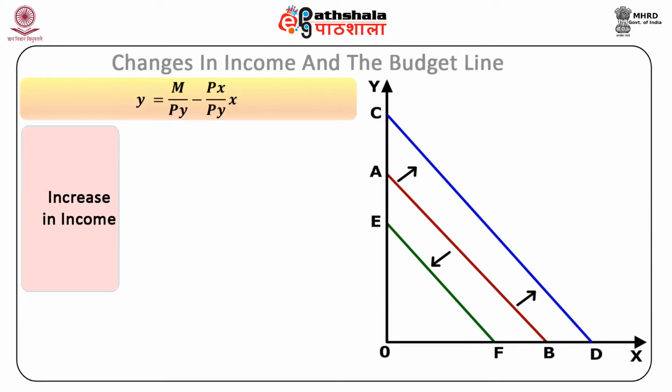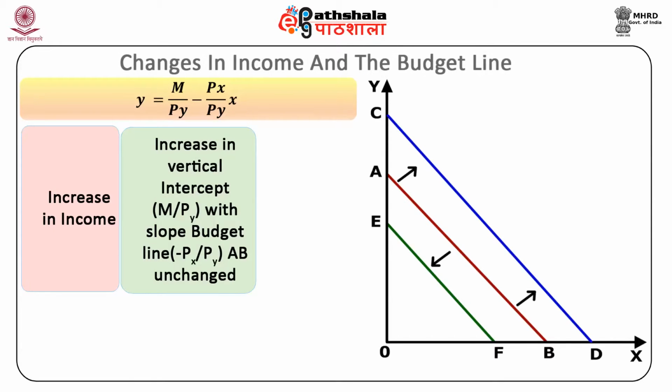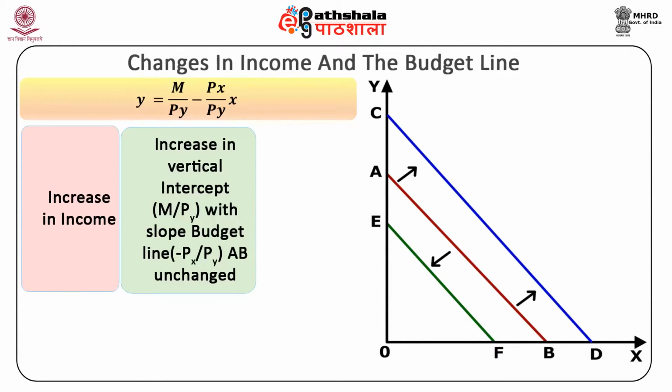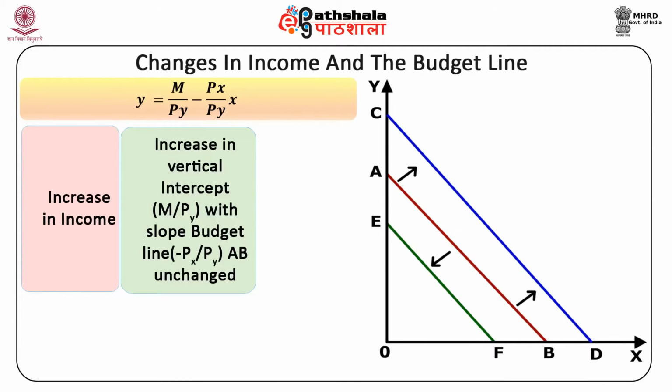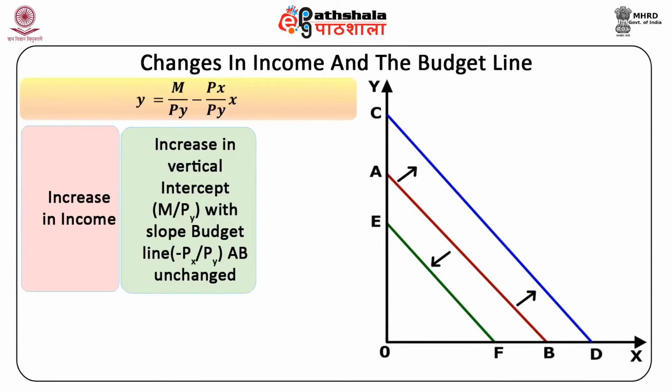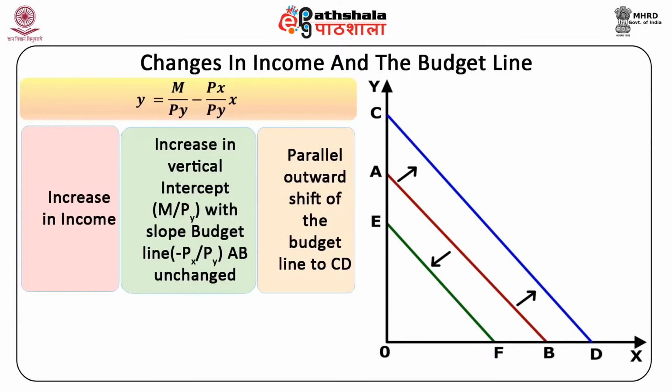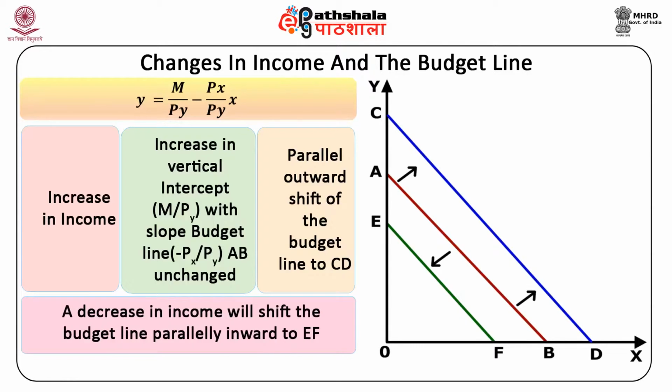An increase in income will increase the vertical intercept m upon py, leaving the slope of the line AB, that is minus px upon py, unchanged. Thus, this increase in income will result in a parallel outward shift of the budget line to CD. Similarly, a decrease in income will shift the budget line parallelly inward to EF.